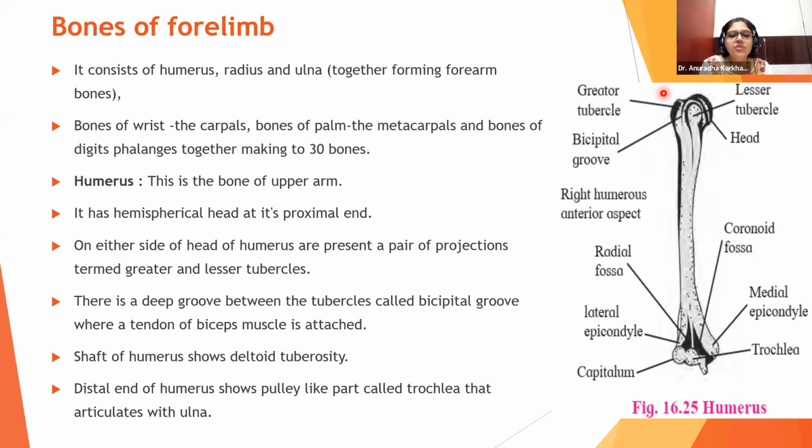Distal end of the humerus shows a pulley-like part called the trochlea that articulates with the ulna. So here you can see this part, yes, this part, this is part of it. You can see this. Look, which will perfectly fit into the other, they fit exactly into each other. Okay. So that is going to be articulating with the ulna. That is called your trochlear part. Okay.